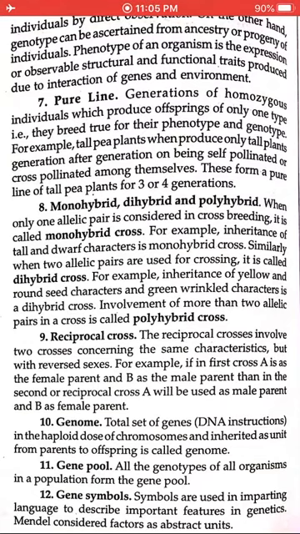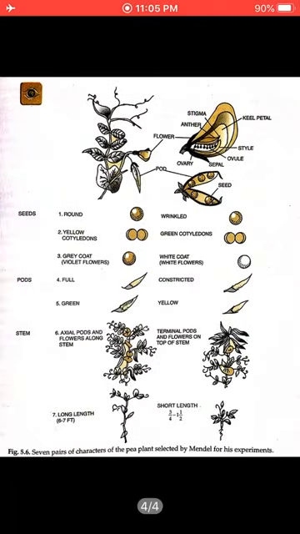Next is gene pool. Gene pool is all the genotypes of all organisms in a population. It means a collection of genes is known as the gene pool. Gene symbol is a linguistic way of showing the characteristics of a certain character. Now these are all the common terms.